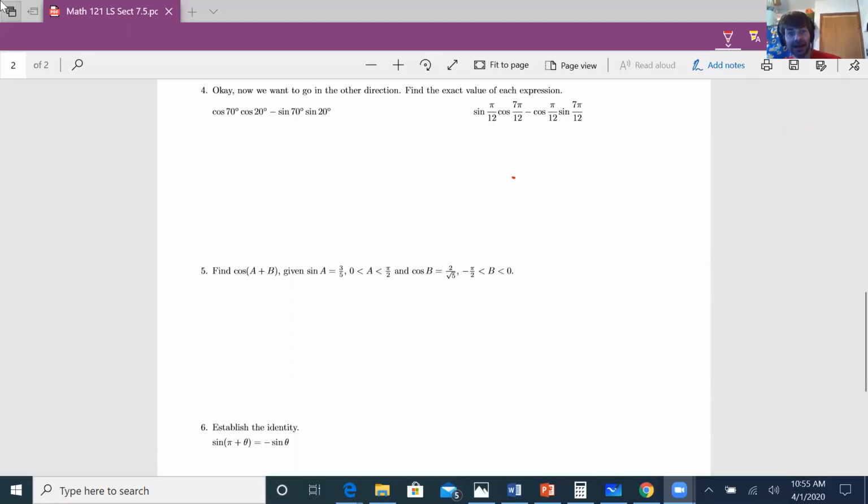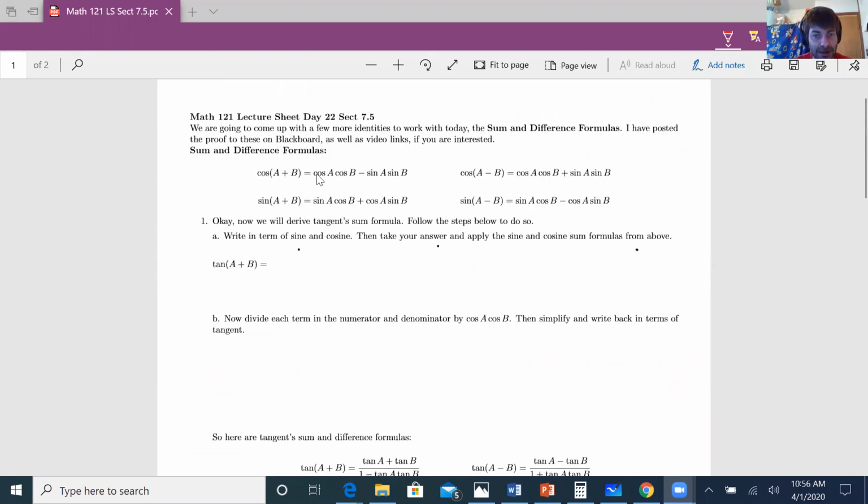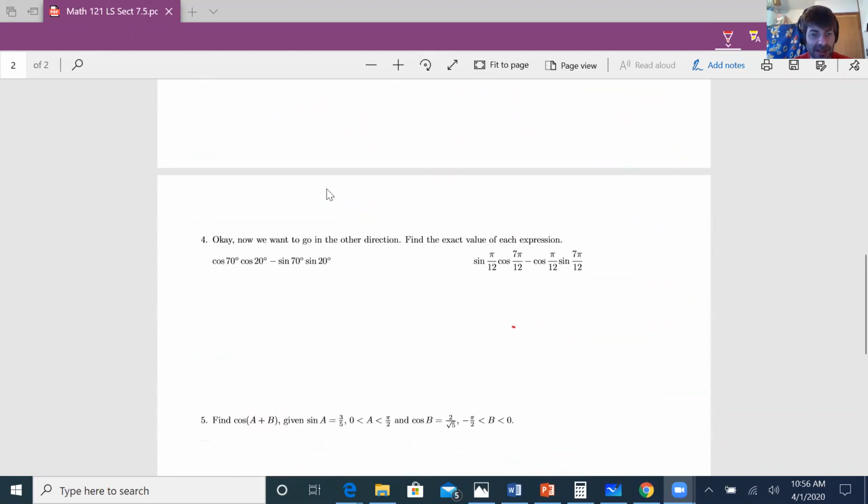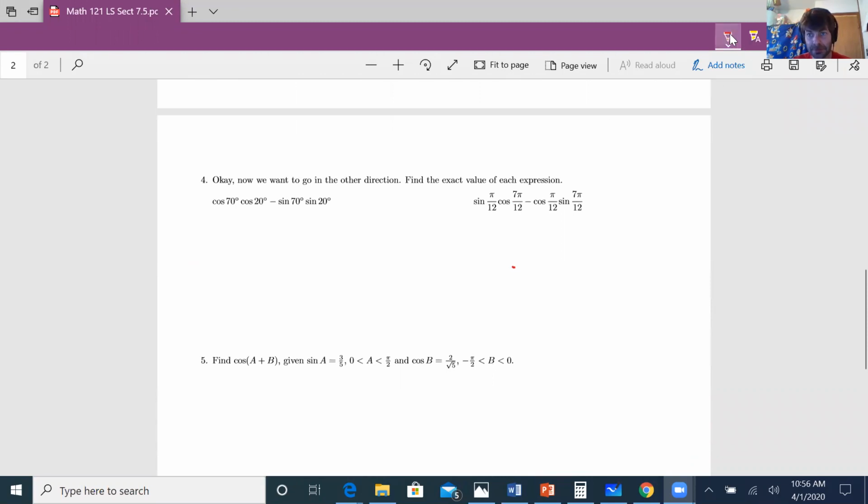Okay, so y'all should be seeing this lecture sheet here. Number 4 is one I didn't get to. And this is pretty nice, just application of the identity. You see we have the cosine A, cosine B, sine A, sine B. This is exactly this scenario right here. So I can see that this has to be the cosine of 70 plus 20, which is the cosine of 90 degrees. And the cosine of 90 degrees is 0.